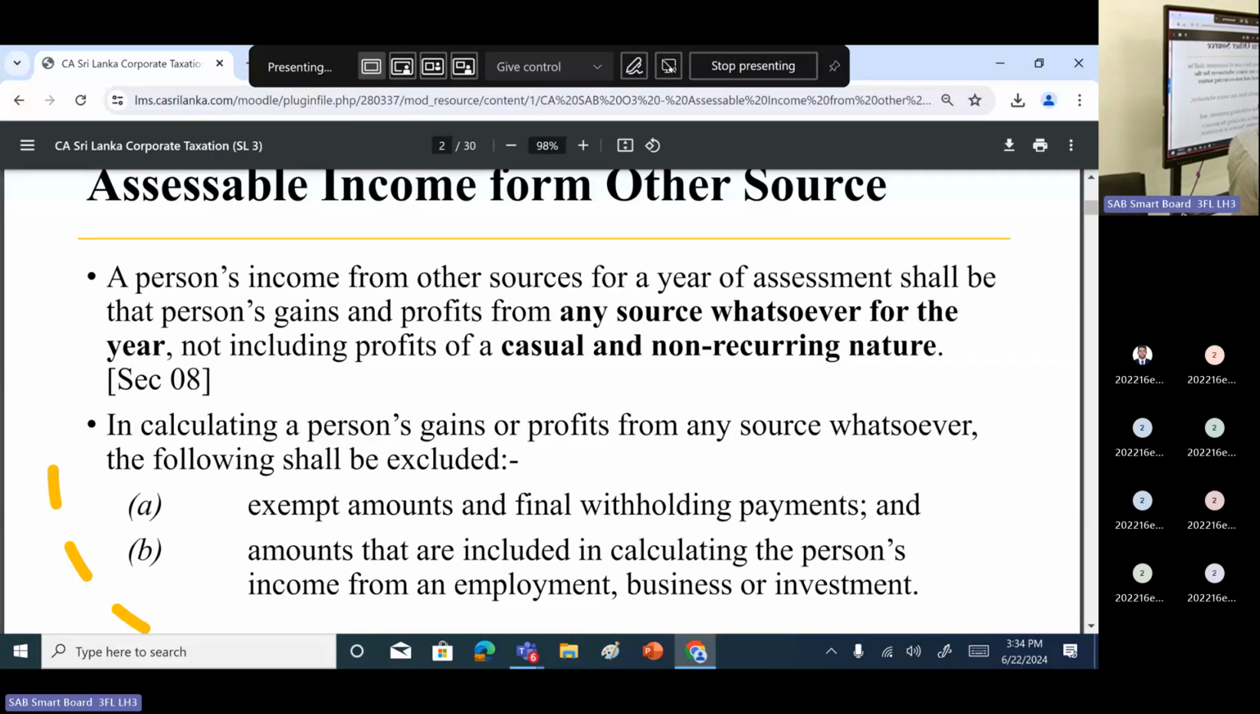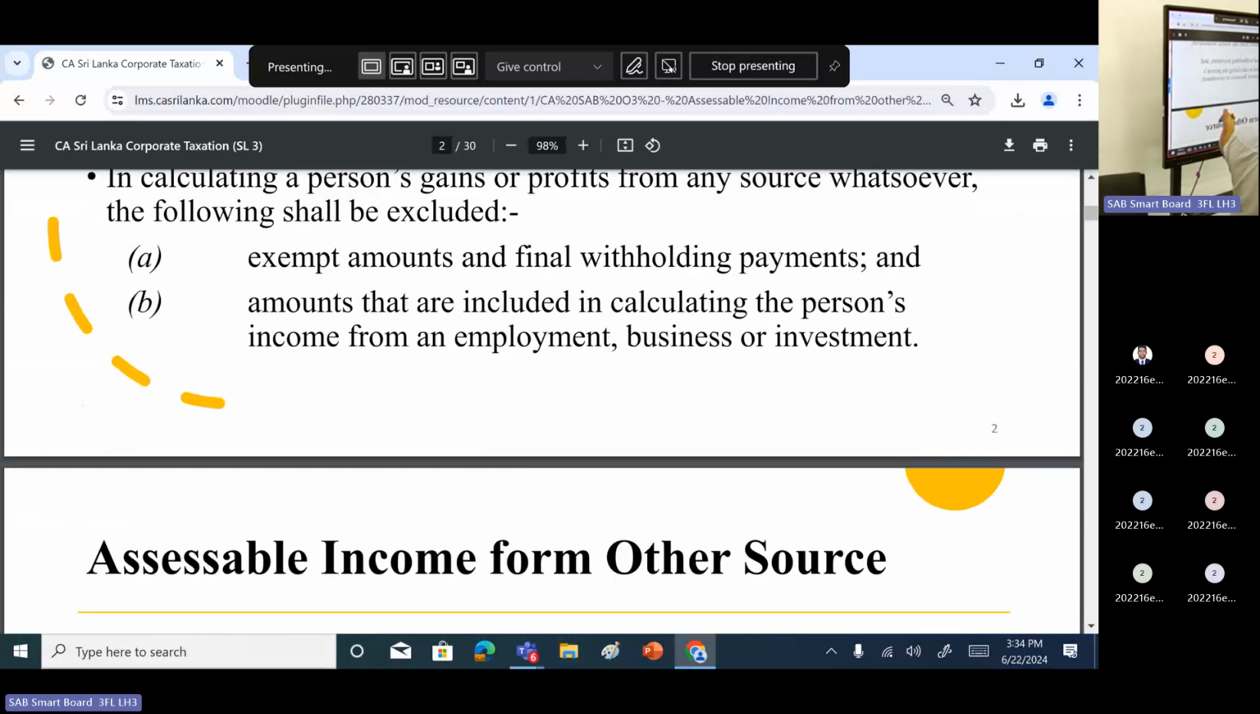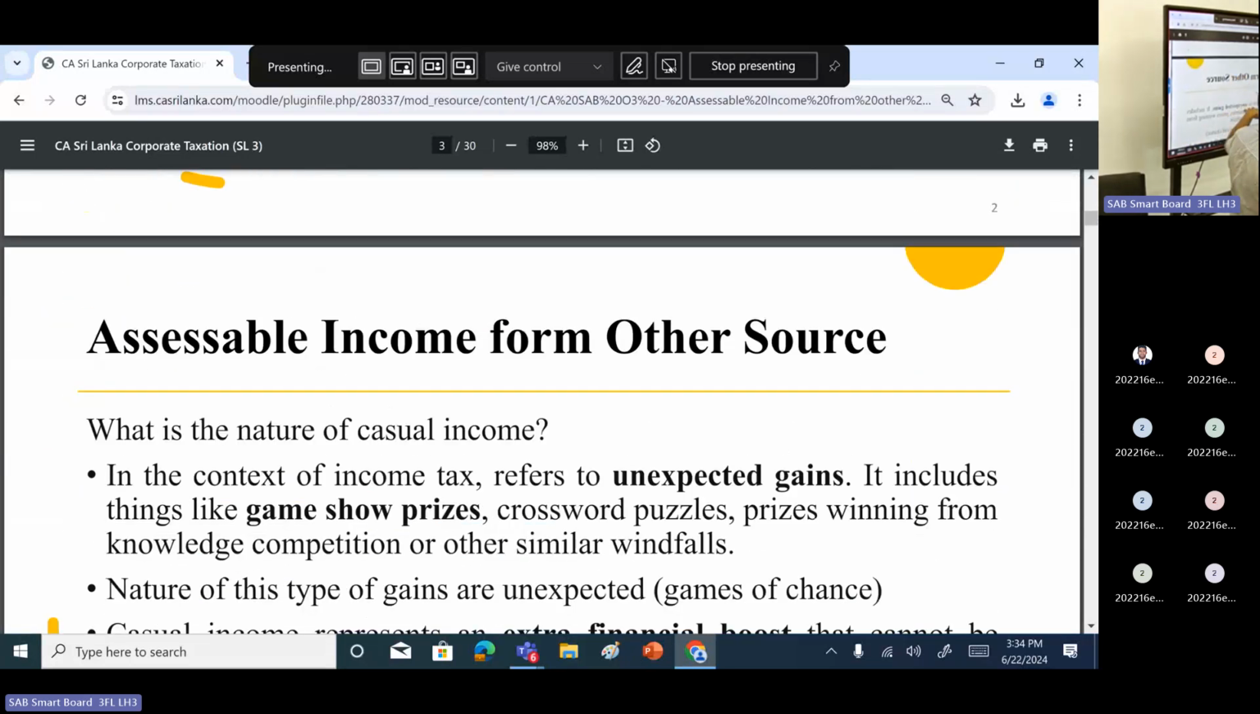So then we should know what is casual. Of course, exempt income and final withholding amounts we are not considering here, because we have worked out the assessable income. The assessable income from any source, exempt amounts we have to remove, as well as final withholding amounts we have to remove. Why? Because we are working out taxable income here.